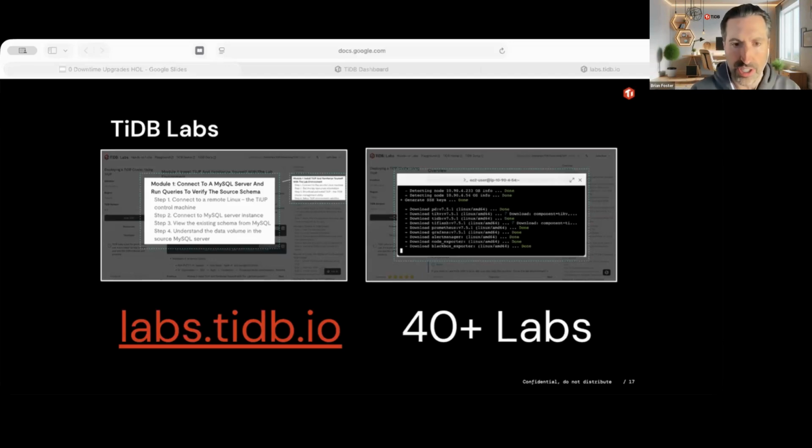Another question here. When a TiKV node fails mid-transaction, what actually happens? And how can you minimize a performance ripple during that window?